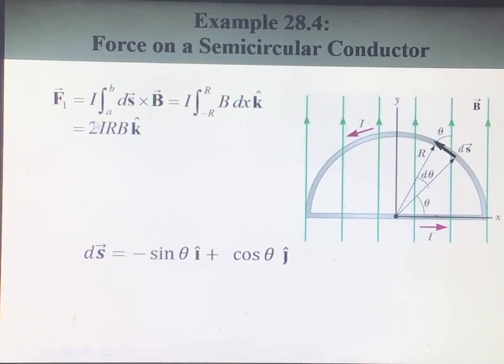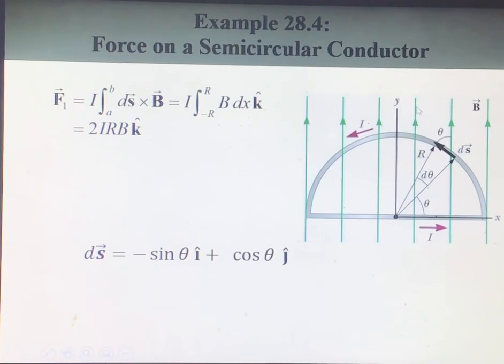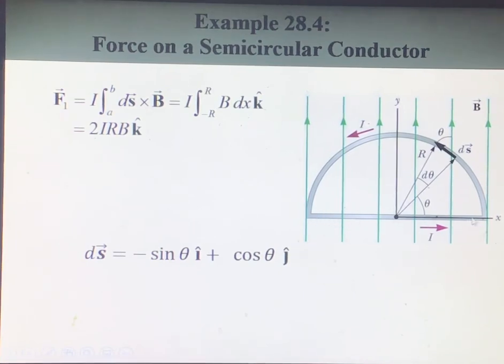So I start with the straight segment right here. The distance from here to here is the radius, so this point is just negative r. Now, because the magnetic field is pointing up, in the j direction, and my ds is pointing in the i direction, when I do i cross j, I get k. So if you take your ds cross B, this is just going to be I times the integral from negative r to r of B dx in the k direction. If you take out the k direction and do this integral, it is equal to 2IrB k hat. So this is the force that is acting on the straight portion of the wire. Now we're going to calculate the force that acts on the curved portion of the wire.